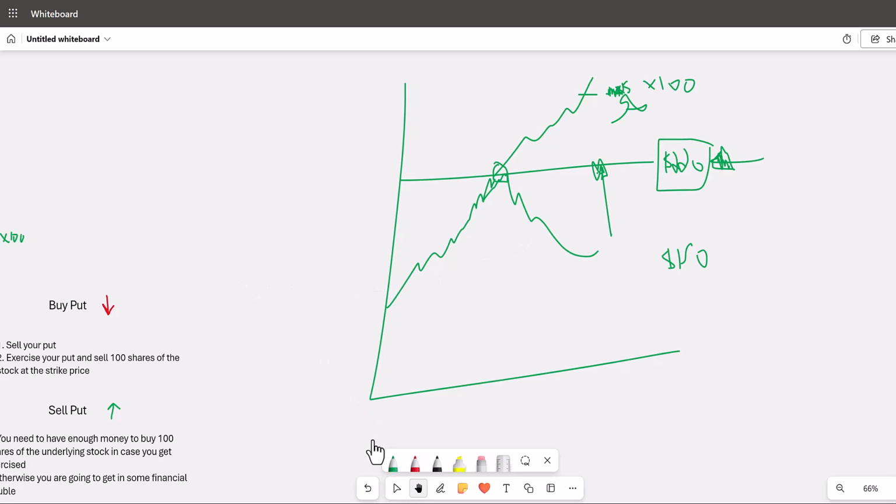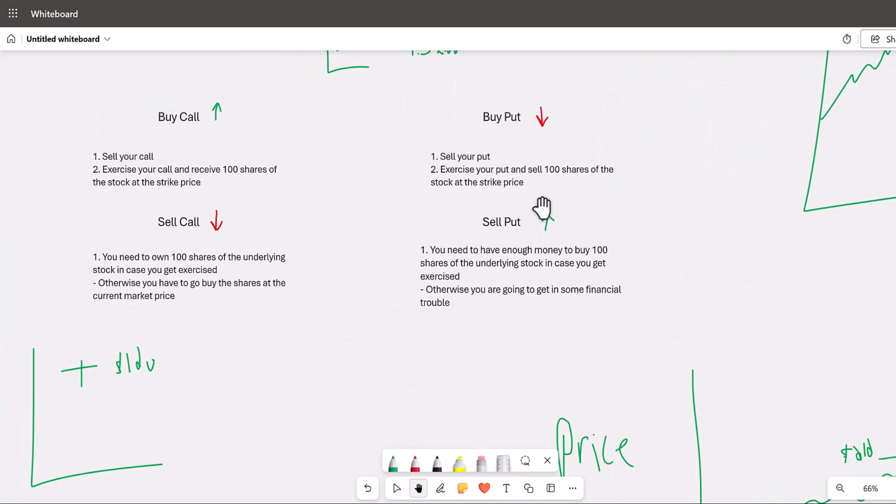But remember, if you sell it, you need to have enough money to buy 100 shares of the underlying stock, or you just need to own 100 shares. Because otherwise you can get in some pretty big financial trouble. So keep that in mind. That's a very big thing to understand. So when you sell a put, you need to know that. You need to have the money. When you sell anything, when you play with options, just have the money to cover yourself in the event of the worst. So keep that in mind.